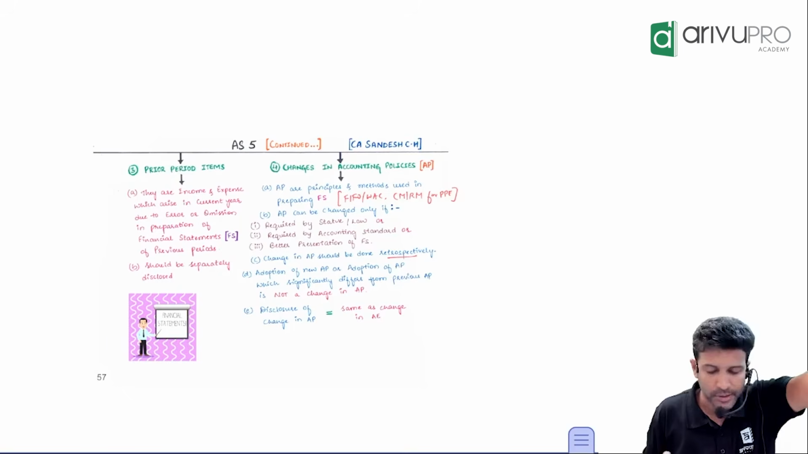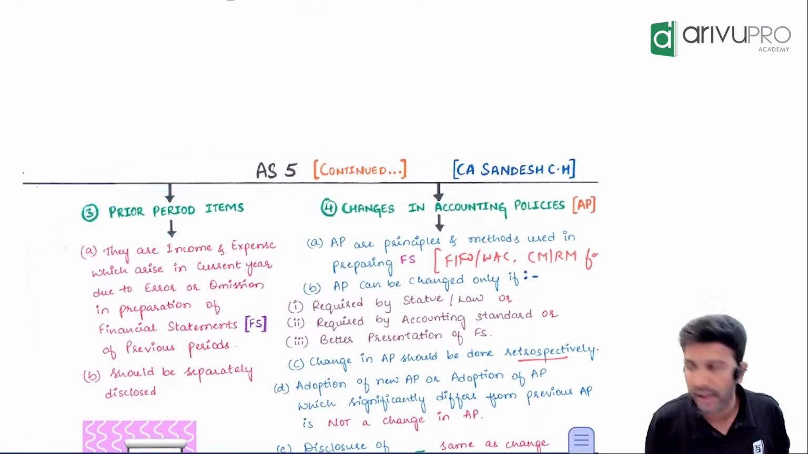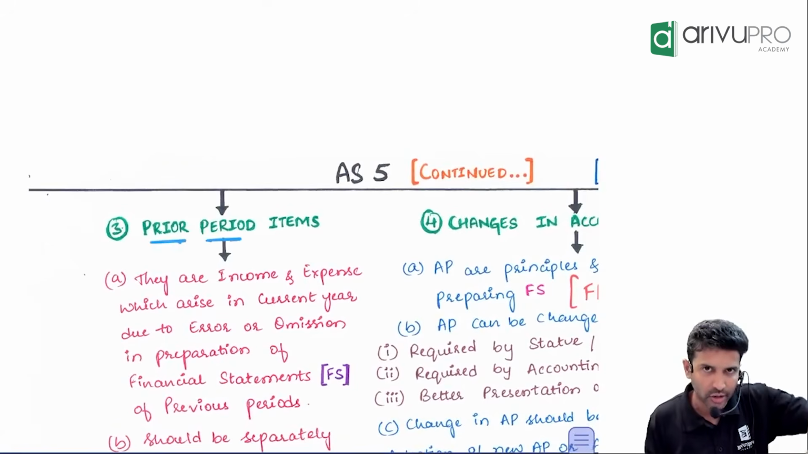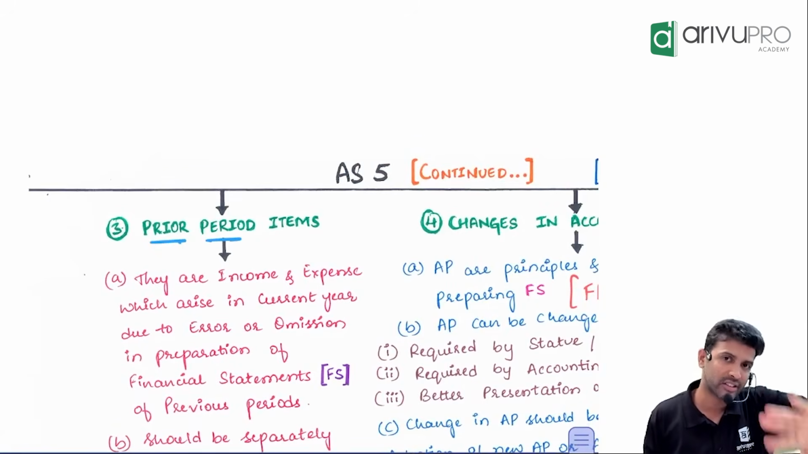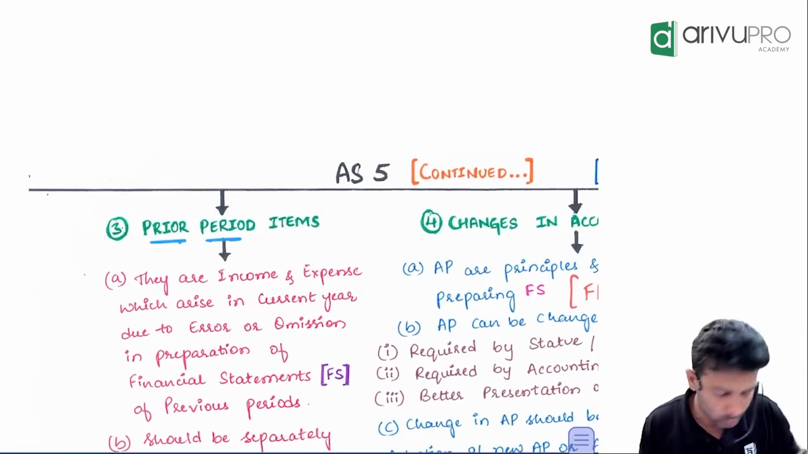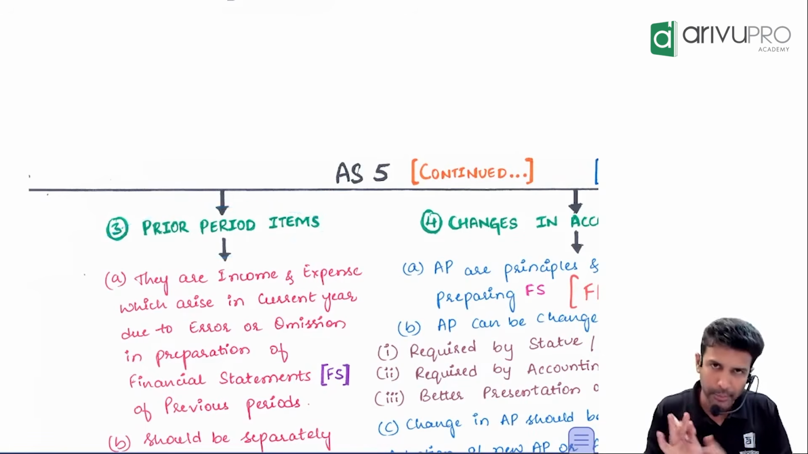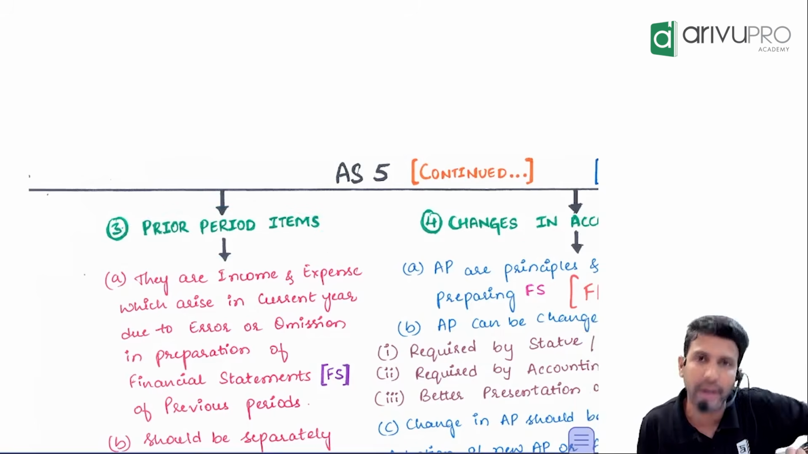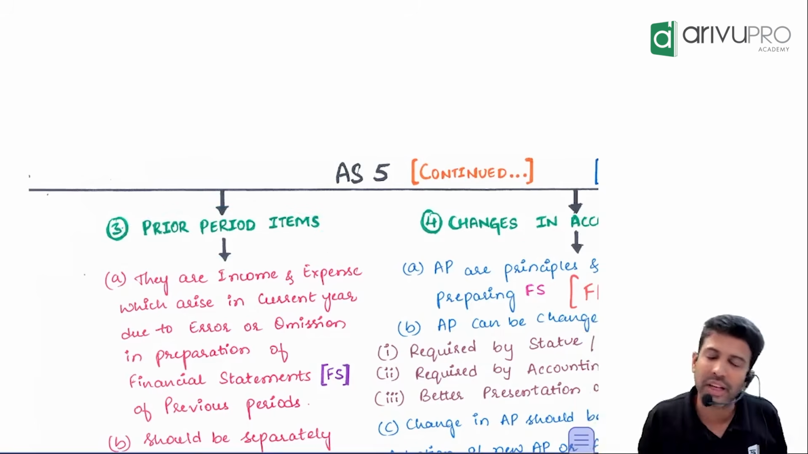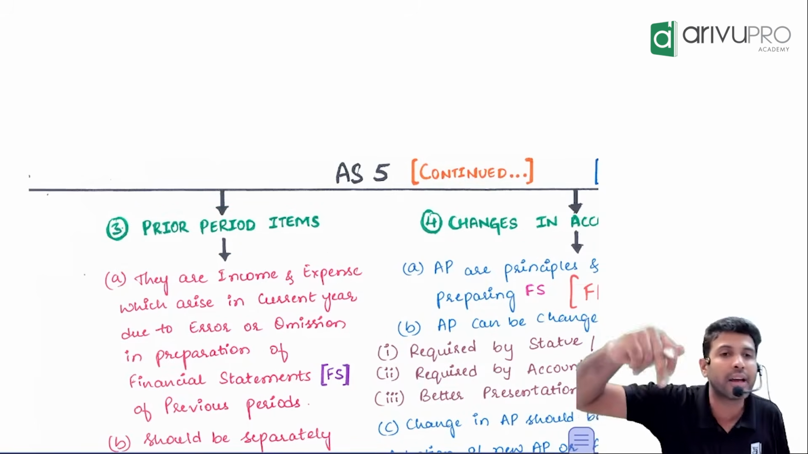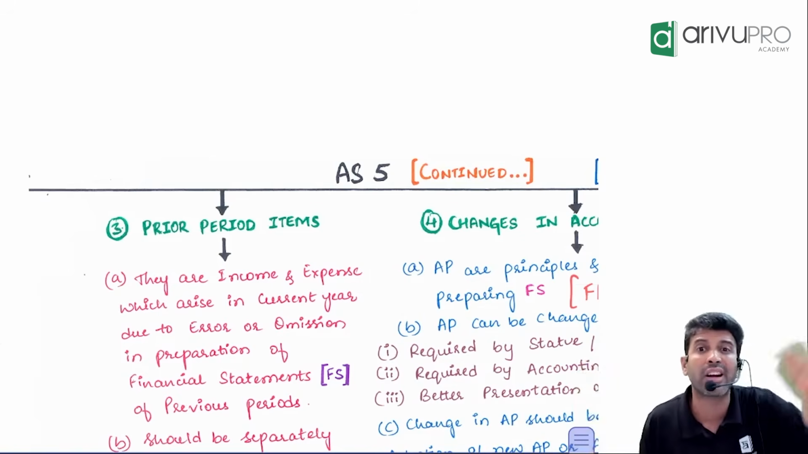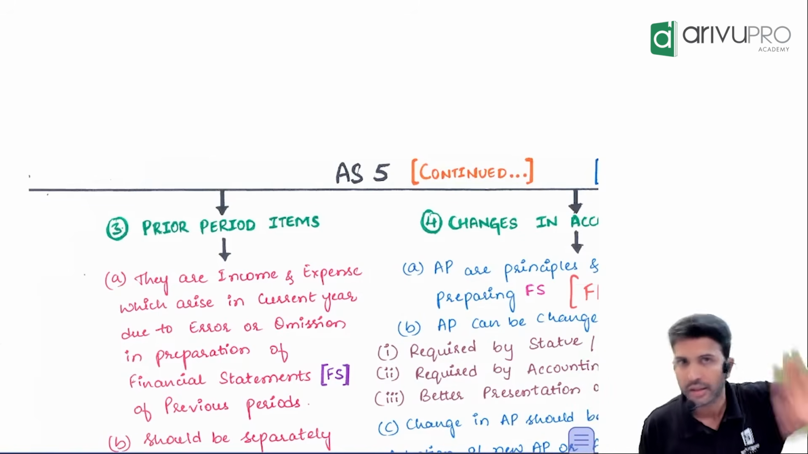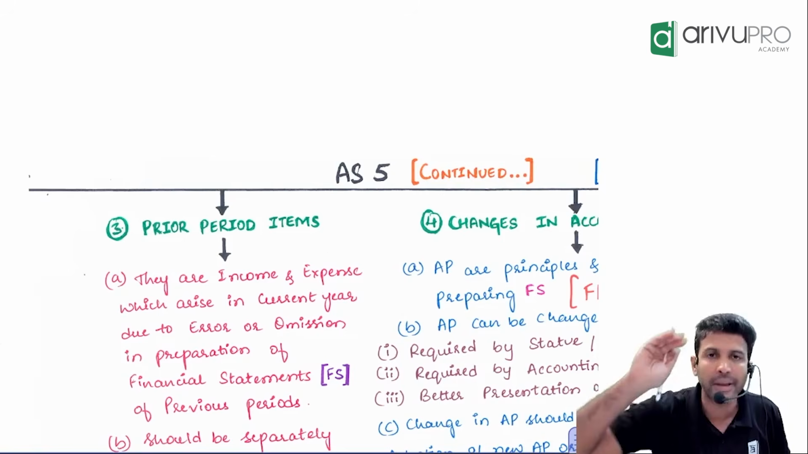Extraordinary, exceptional. Then the third one is a prior period item. The name itself is saying prior period. Prior period means it relates to the current year or previous year or previous years. Which year, we don't know. So prior period items are items of income and expenses that are appearing in the current year, but they don't relate to the current year. They relate to previous years, but they are appearing when?